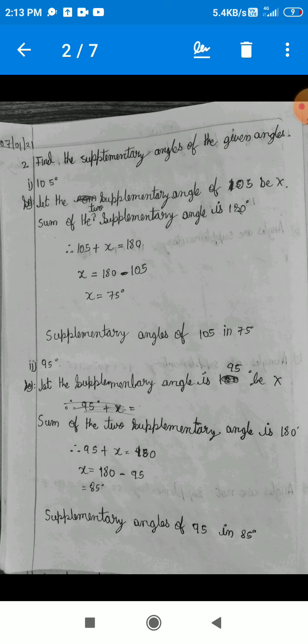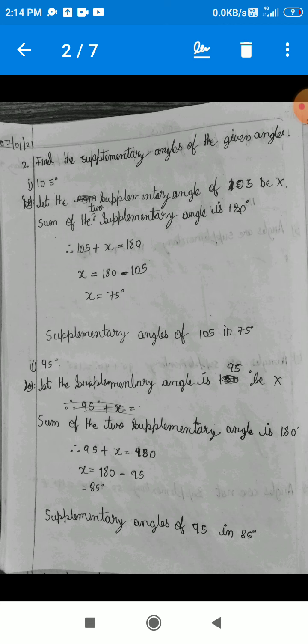Second bit. Find the supplementary angle of the given angles. First, 105 degree. Solution. Let the supplementary angle of 105 be x. Sum of the two supplementary angles is 180 degree. Therefore, 105 plus x is equal to 180. x is equal to 180 minus 105. x is equal to 75 degree. Supplementary angle of 105 is 75 degree.